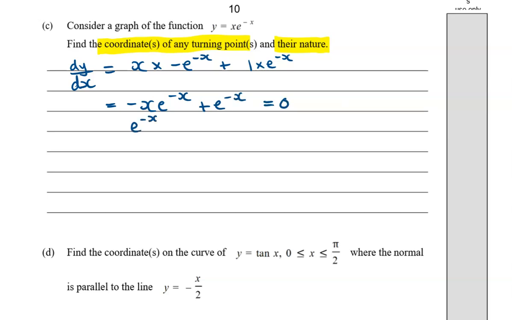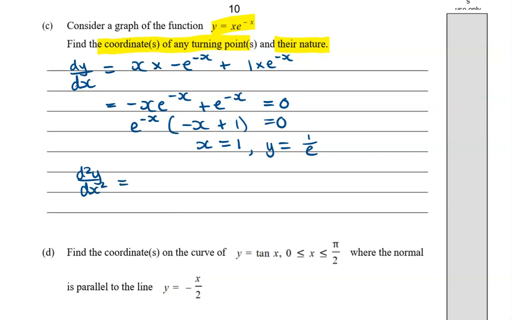I'm going to take out a factor of e to the minus x, and we get minus x plus 1. Now e to the minus x can't equal 0, so minus x plus 1 is the bit that equals 0, so therefore x is equal to 1. So when x equals 1, y equals 1 over e, if you put that into the original graph function up here. And we want to determine their nature, so we need to know what type of turning point it is. And for that, I'll do the second derivative.